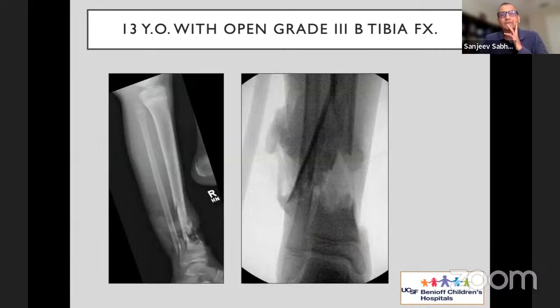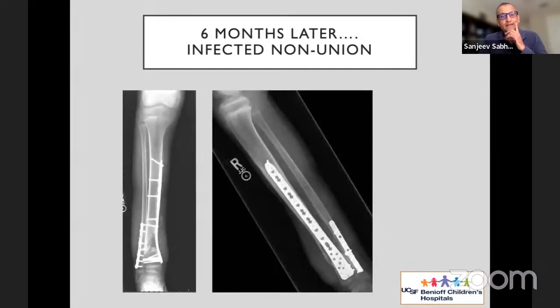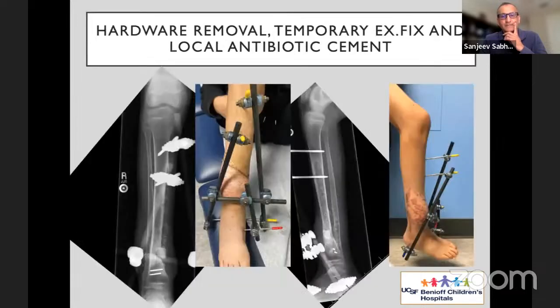Okay. One more trauma case. A 13-year-old with a bad comminuted fracture that one of my partners took care of. Appropriately cleaned it, got plastic surgery involved, and then plated it. I think he needed a free flap. The free flap failed. And he ended up with an infected non-union with some bone loss. So I saw him then.